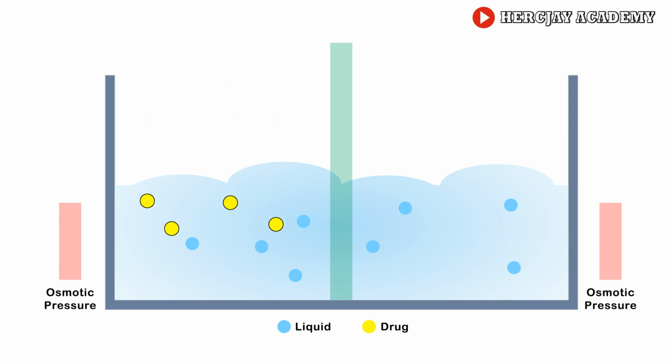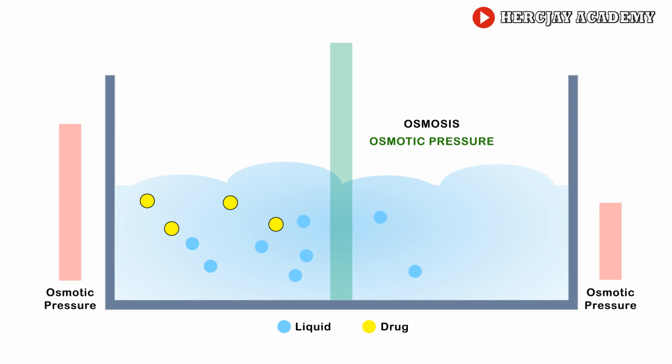Now, when you introduce some particles of a substance to the left side and osmotic pressure builds up there, liquid diffuses from the right side to the left side. The process by which this liquid moves across the membrane from right to left is called osmosis, and the factor responsible for this movement is called osmotic pressure.